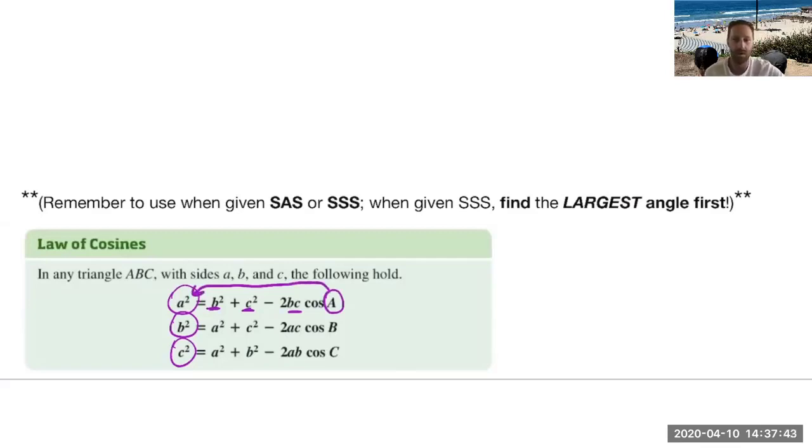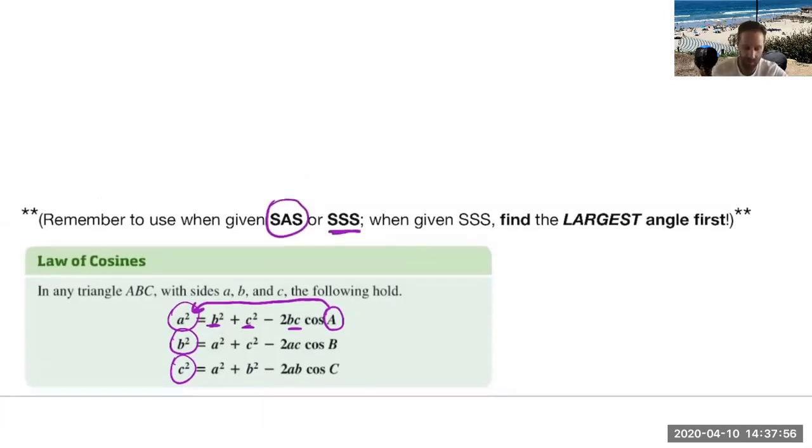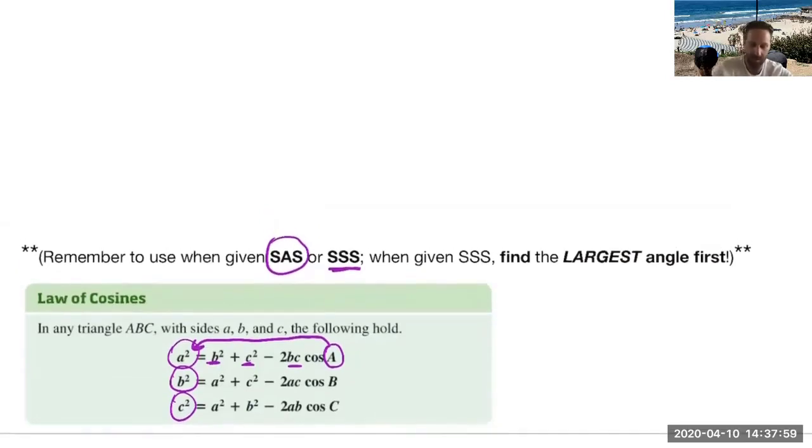Right? So when we are going to use this is for the side angle side. We can actually also use this when we have side, side, side. But then we would want to move some of this stuff over. So I'm going to show you one of those right now as well. And I'll just do it for the first up there.